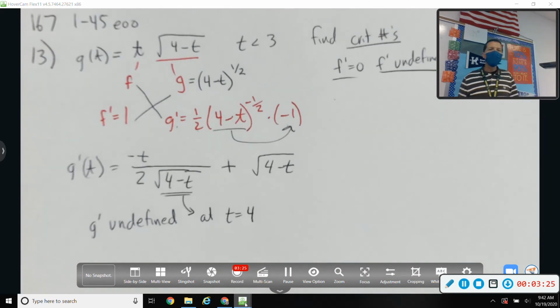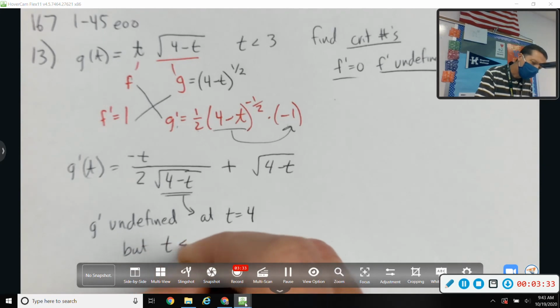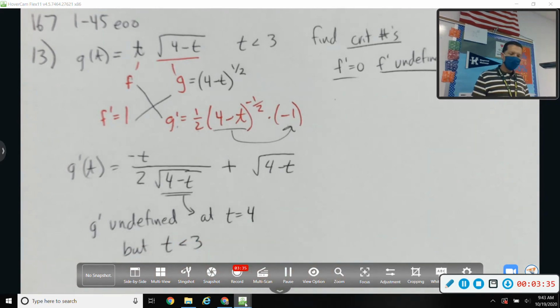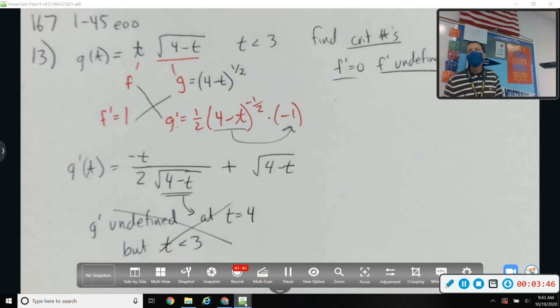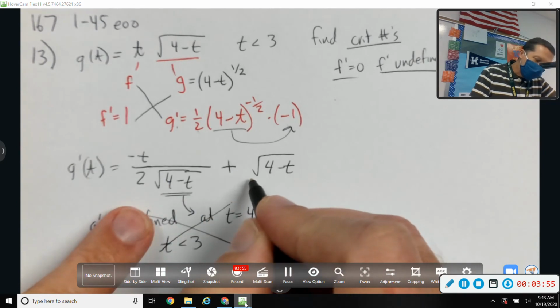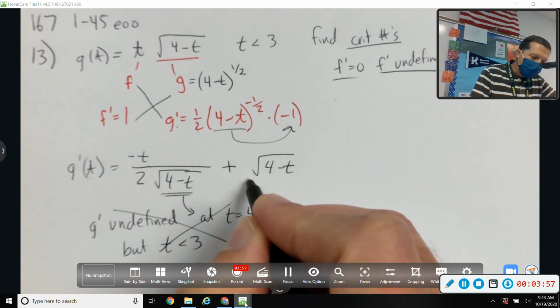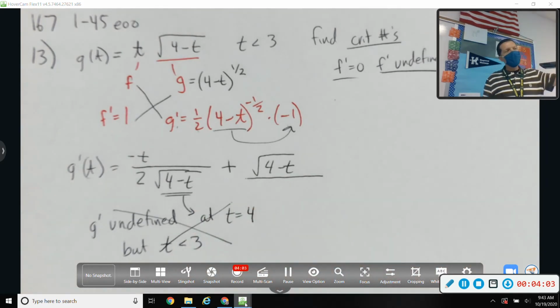So that would be a critical point, but t has to be less than 3, so I don't have to worry about t equals 4 because we weren't allowed to look there. It's got to be less than 3. So I'm not worried about any of the undefined places. I just now need to worry about the 0 places. And the best way to do that is to make this into one fraction so that I can look at the 0 at the top and the 0 at the bottom.